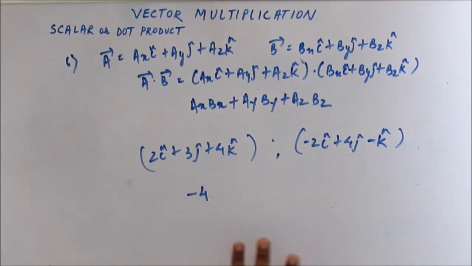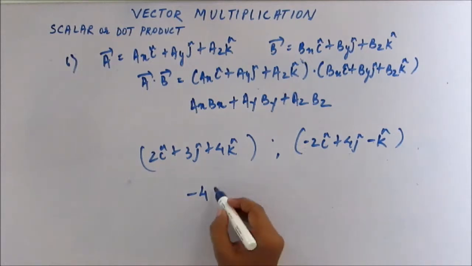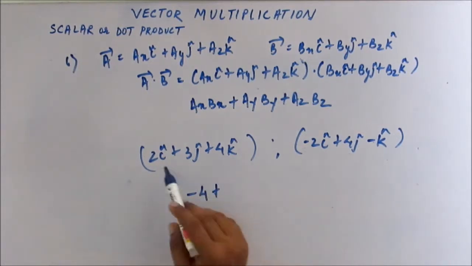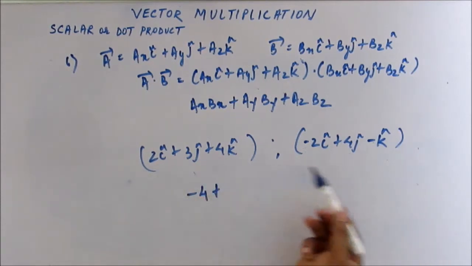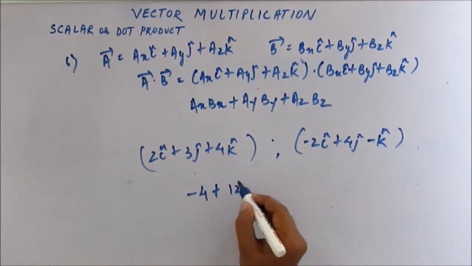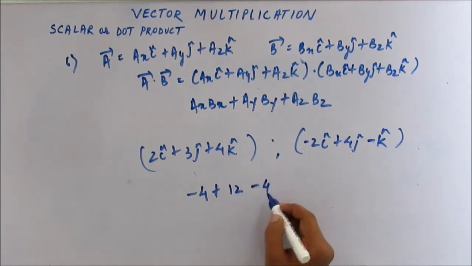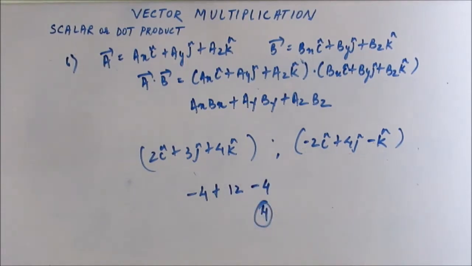I hope no confusion, simple. Similarly for the second term, and the other dot products will be 0. For 3j cap and 4j cap you get plus 12, and for 4k cap and minus k cap you have minus 4. So the answer is 4. It's a number, there's no direction, it's a dot product, scalar product. So the dot product of these two vectors is 4. Okay, that's how you do the dot product.